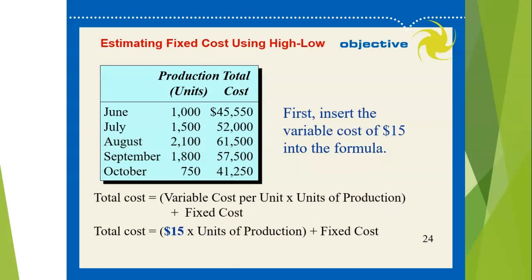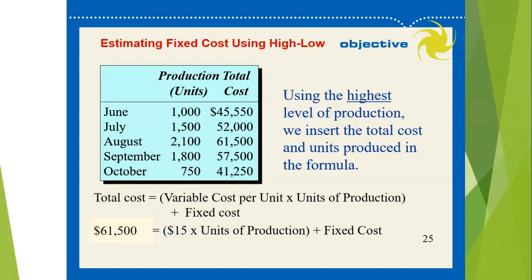Okay, and so here's that total cost, and this total cost is the variable part, which is the variable cost per unit, which is the $15, times how many units of production. That will give us the total variable for that period, and then we're going to add on the total fixed cost. Now, right now, we don't know what the fixed cost is, so that's our next step. We need to figure out the fixed cost.